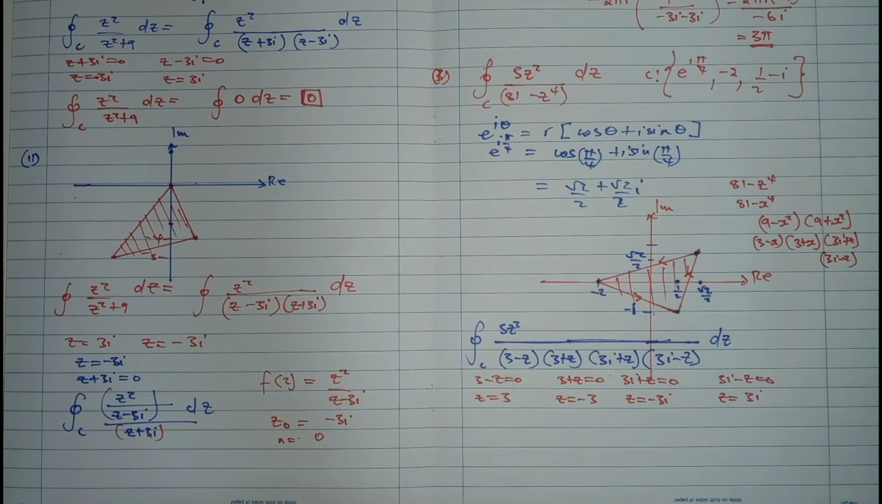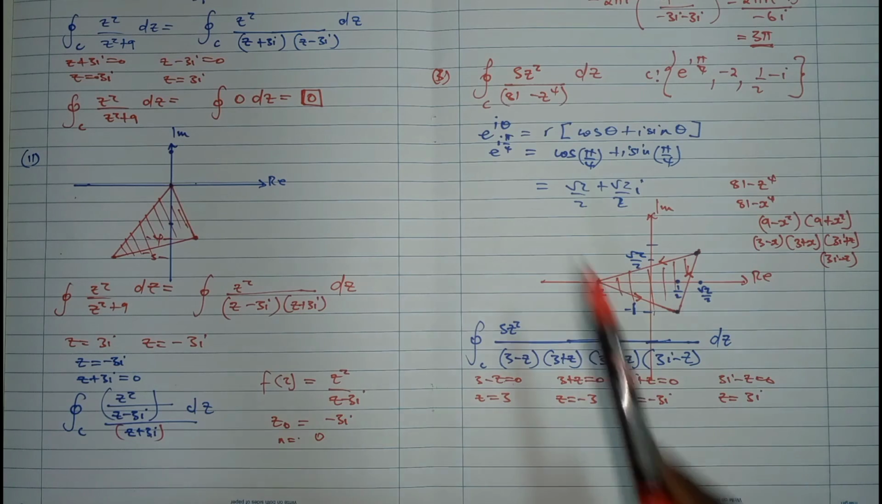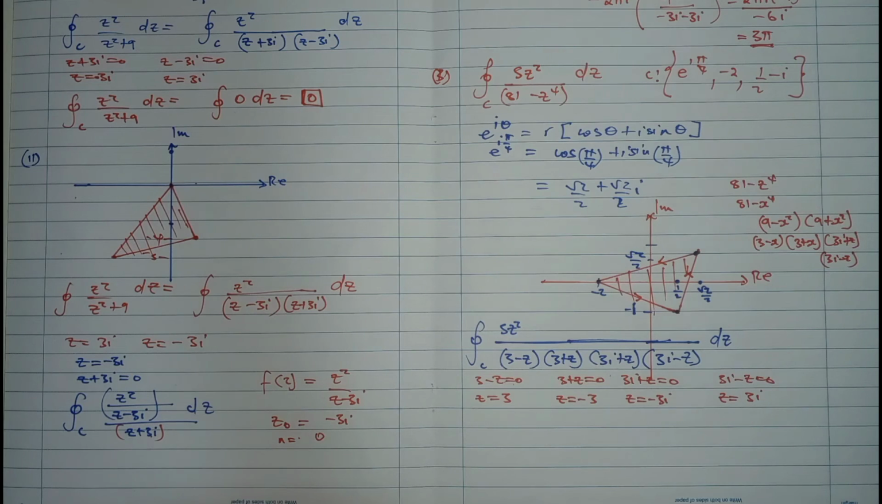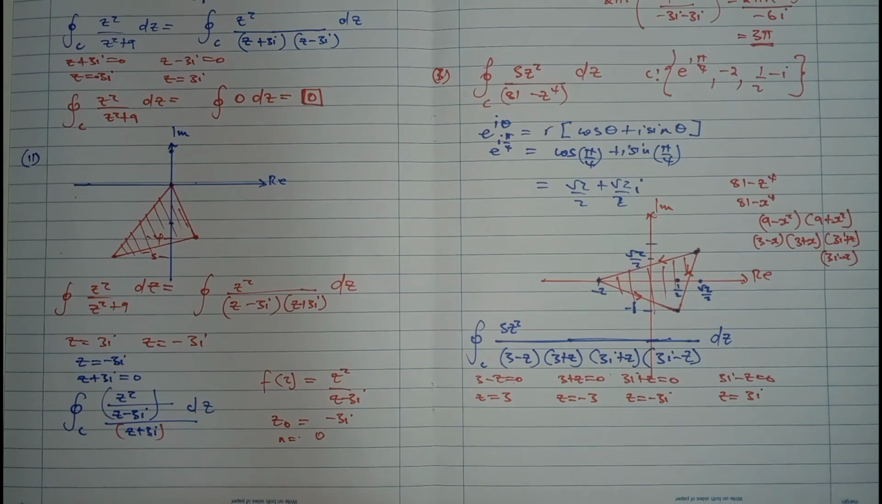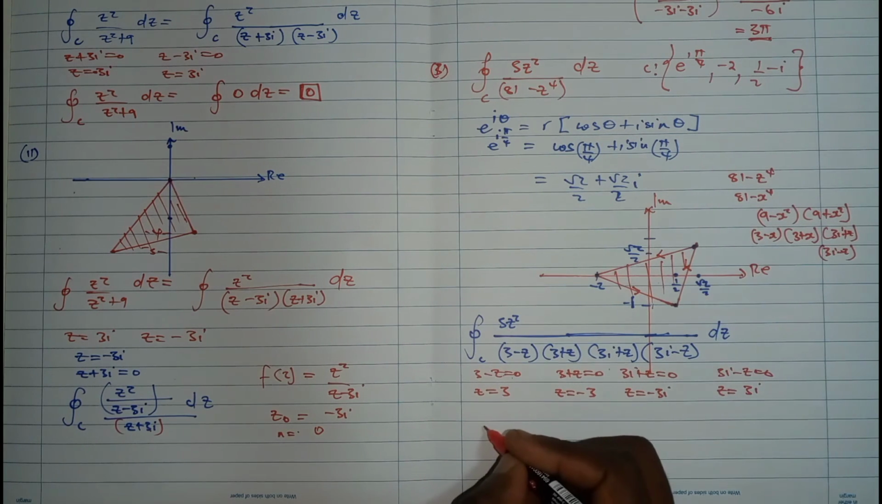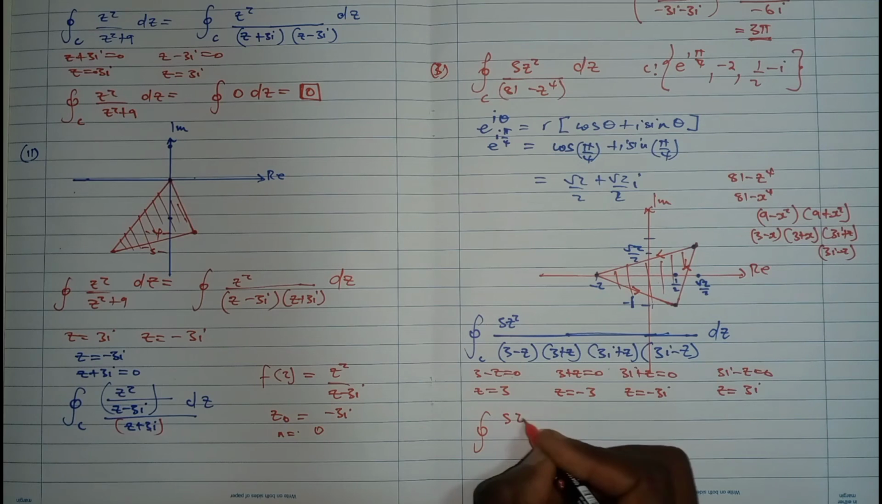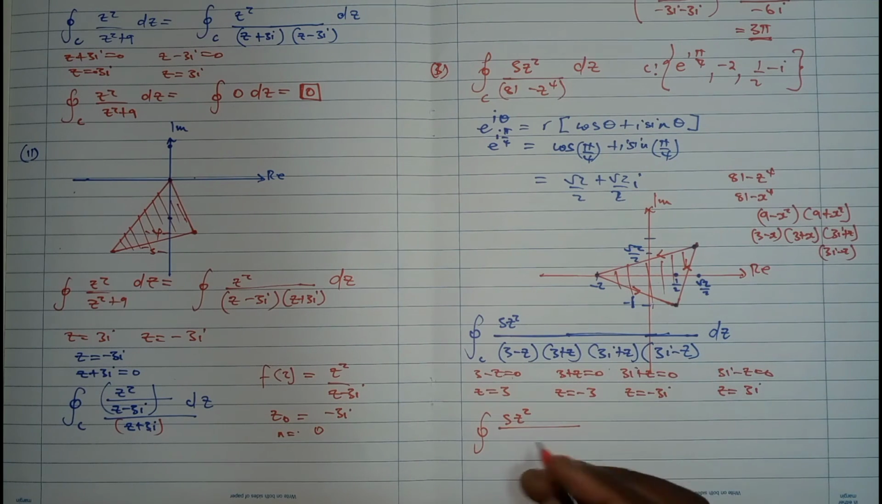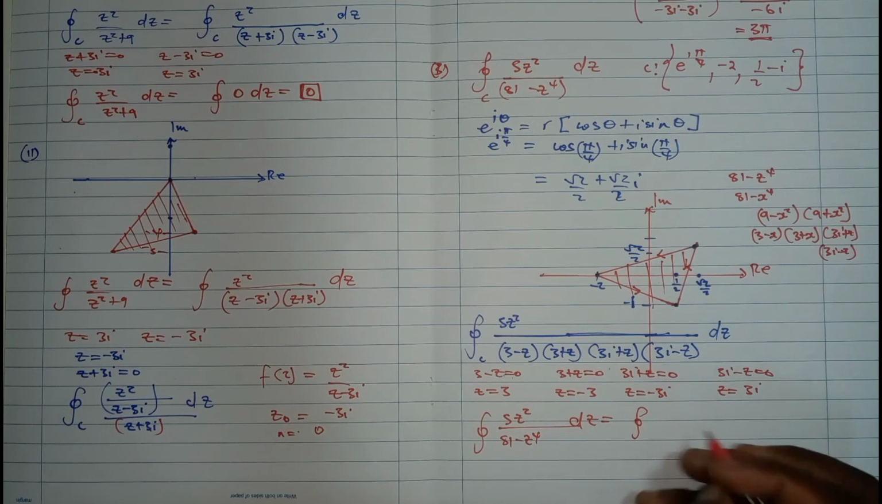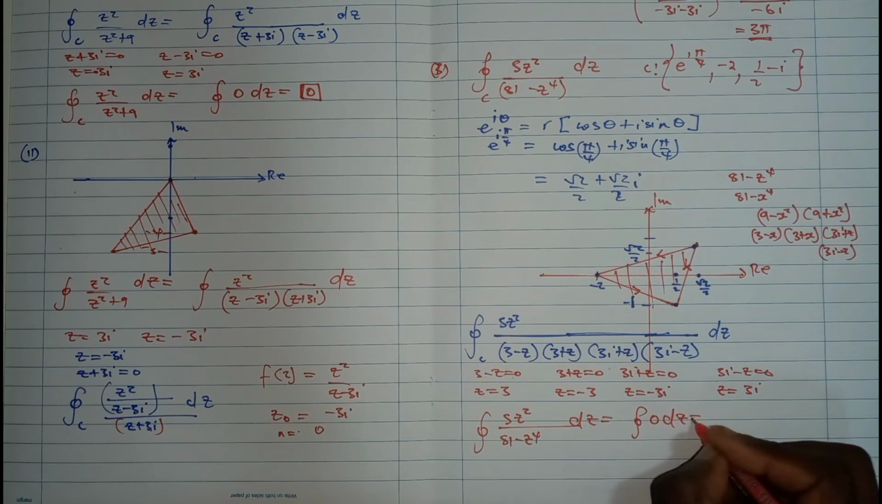Okay, but what I want you to try, I want you to try 9 minus z to the power 4. If you try 9 minus z to the power 4, you're going to see that most of your points are going to be in the region. Okay, so for this one, according to the Cauchy Integral Theorem, we don't have any point that is inside the region. So we can now write that the integral of 5z squared divided by 81 minus z to the power 4 dz is going to be the integral of 0 dz, and this is equal to 0.